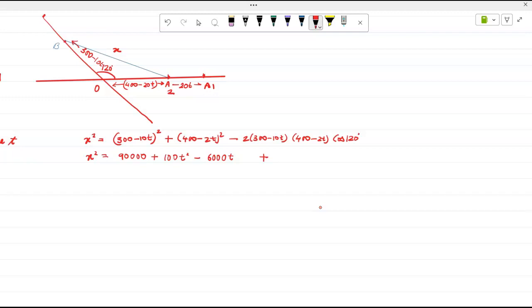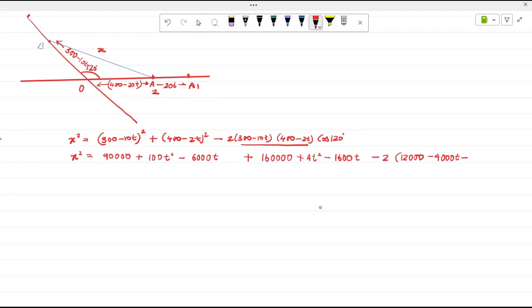Okay. 4 4s are 16, so 1, 2, 3, 4. Plus 4t square minus 4 2s are 8, 8 2s are 16. Correct? Yeah. Minus 2. This is 4 3s are 12. I'm opening these two brackets, I'm multiplying these two. Minus 4000t, minus 600t, plus. You can do it any way you like.